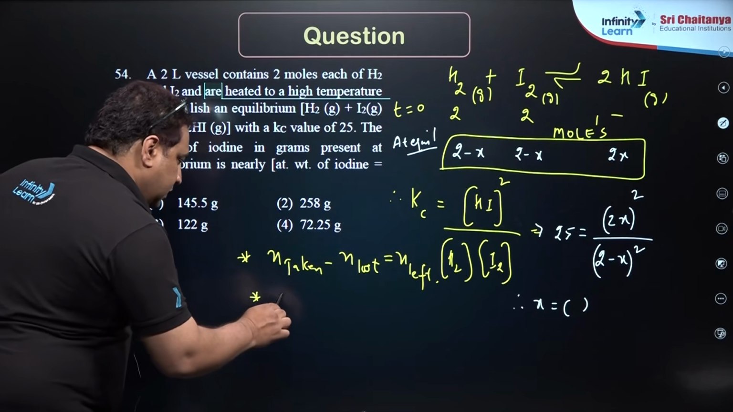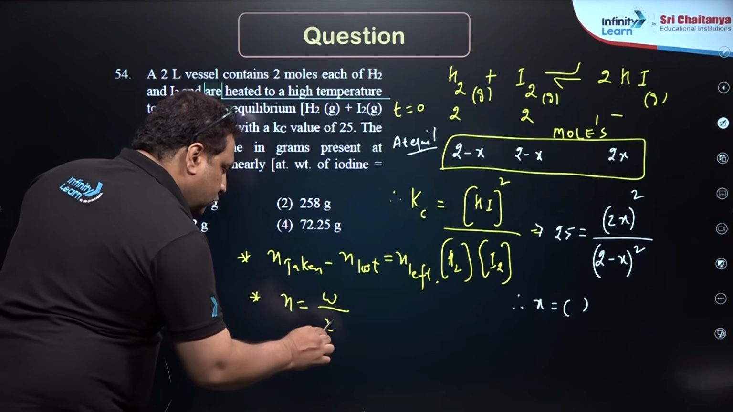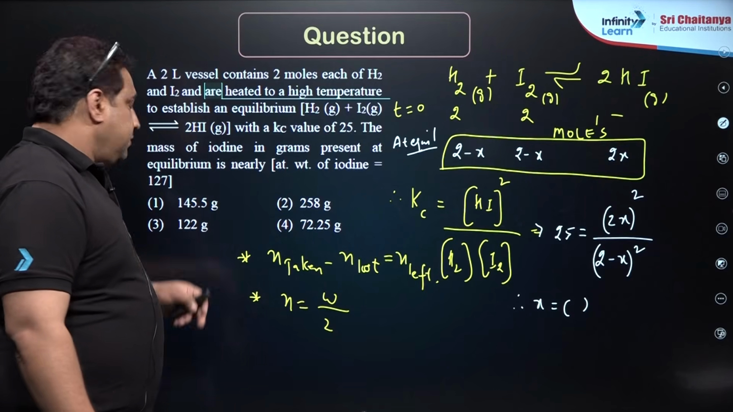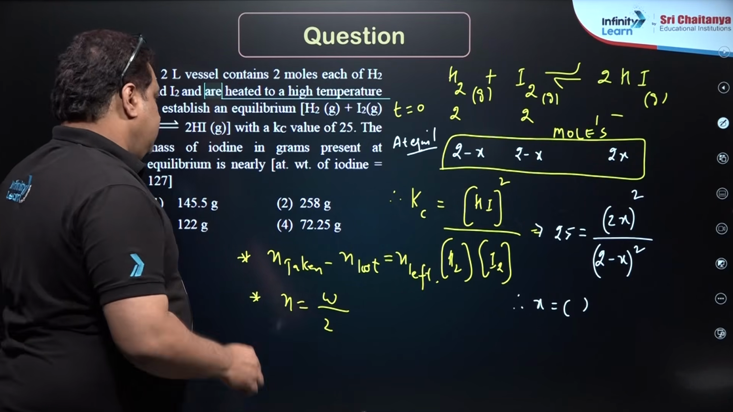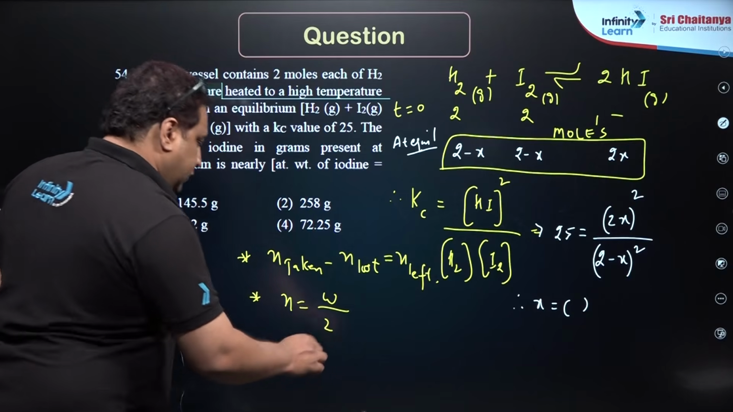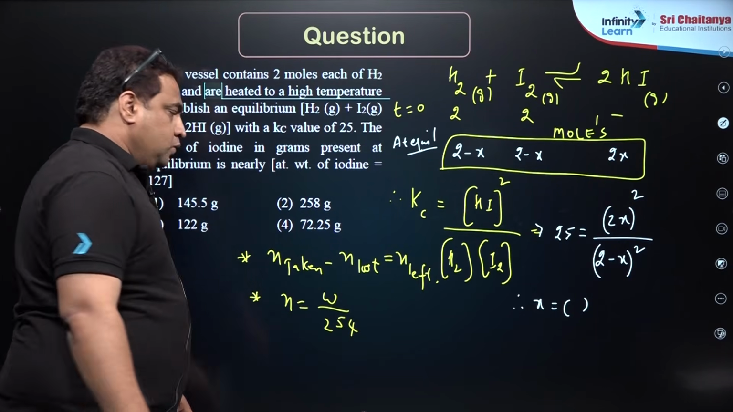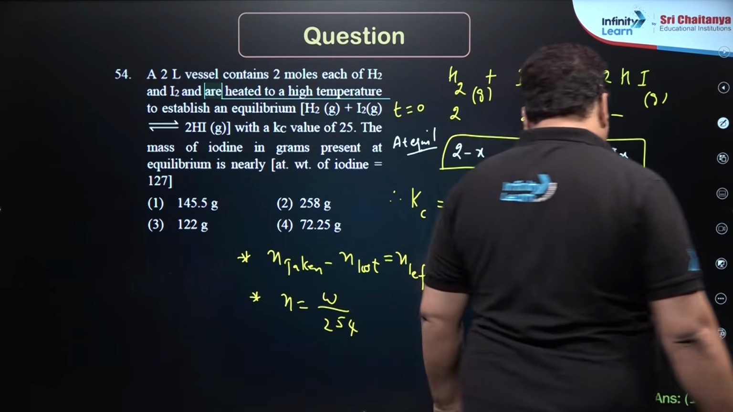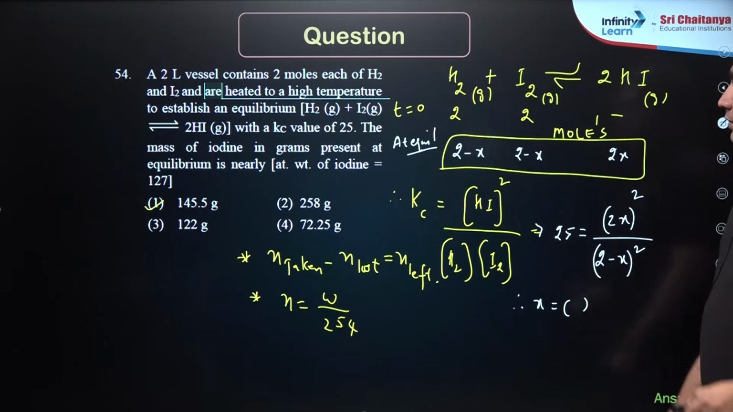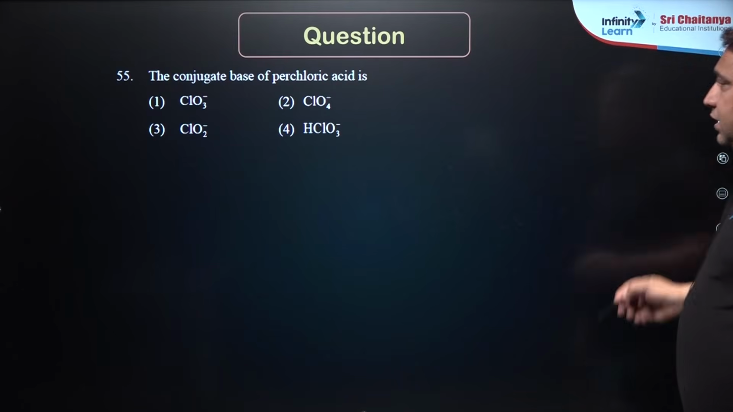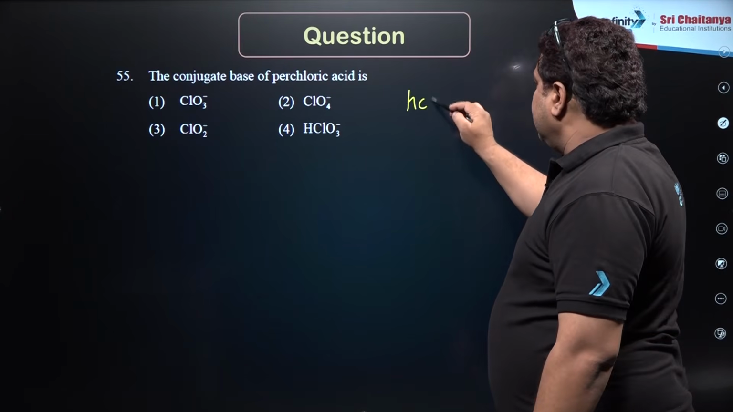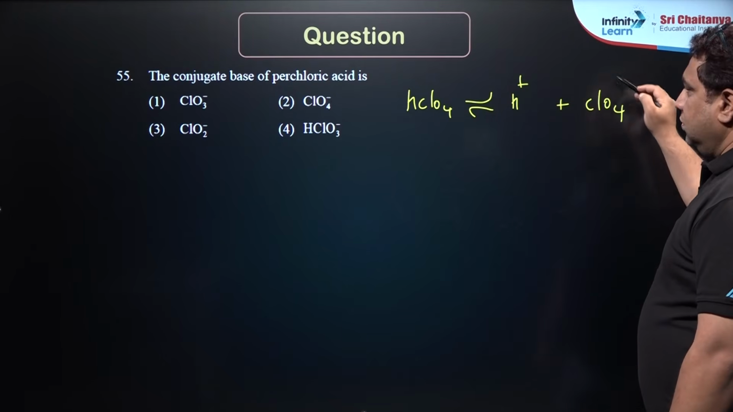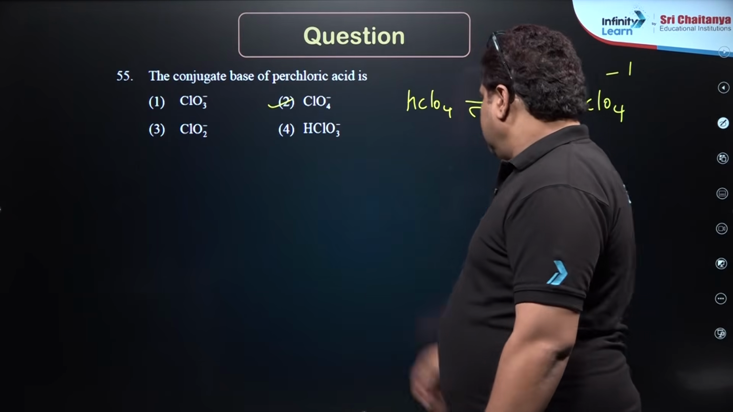Then simple, number of moles will be equal to weight by gram molecular weight. How much is the gram molecular weight of iodine? 127, so 254. Let me check, yes, 254. You will get the answer as option 1. Okay, dear students, next. The conjugate base of perchloric acid, very easy. Perchloric acid is HClO4. Conjugate base after losing a proton, okay, answer is option 2.